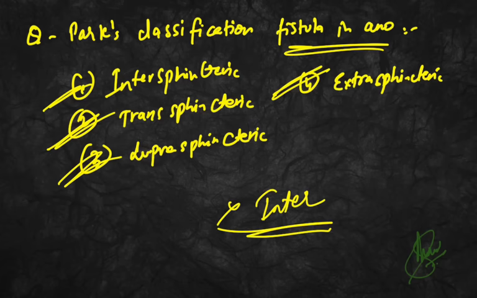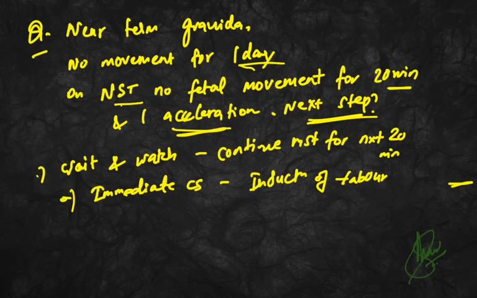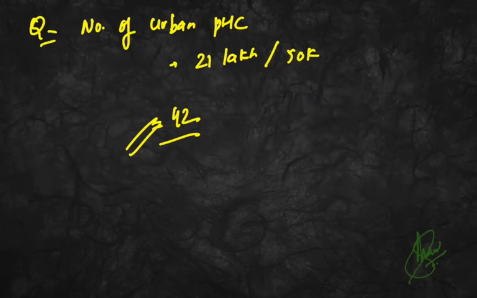Okay. So near term gravida, no movement for 1 day, and NST shows no fetal movements for 20 minutes and only one acceleration. What is the next step? So wait and watch, immediate C-section, induction of the labor, and continue NST for next 20 minutes. According to me, continue NST for next 20 minutes is the correct answer.